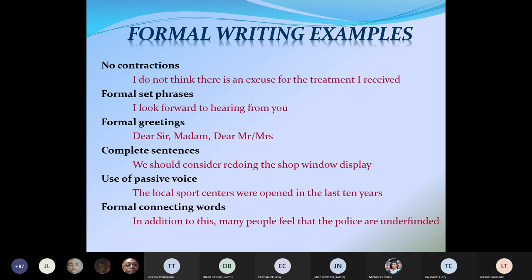So you have to make sure that you have your subjects and your verbs. You have to have complete sentences. And you have the use of passive voice, for example, the local sports center has been open for the last 10 years. Then you have the formal connecting words, for example, in addition to this, many people feel the police are underfunded. So you want to have your transitional words and phrases in your formal letter as well.